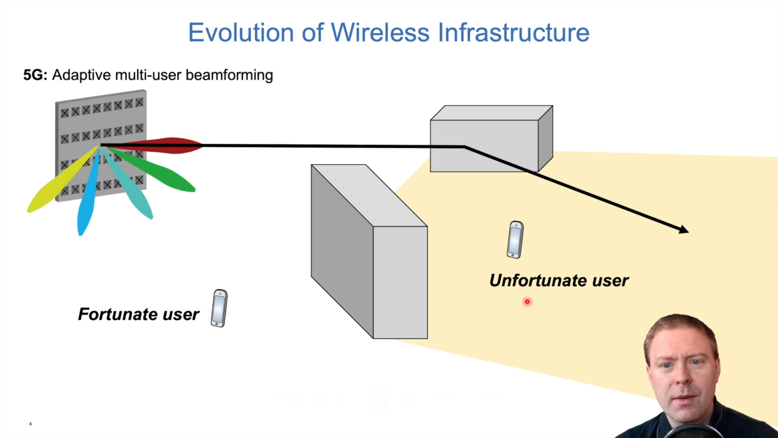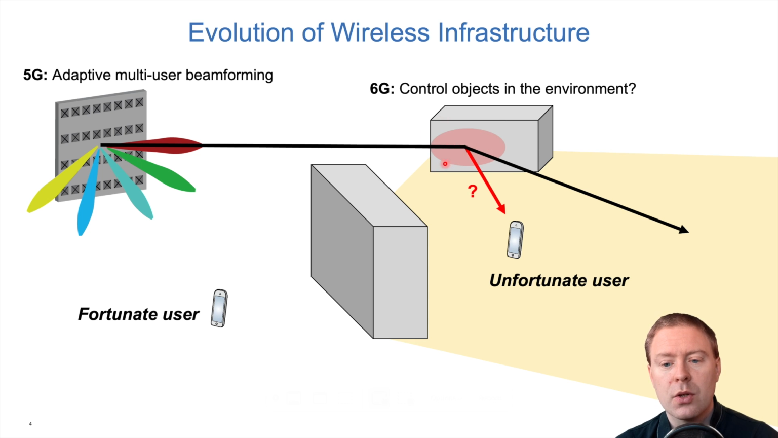What could we then do in the future to improve the situation even more? Well, one option would be that we could do something with this reflection here. What if we can control objects in the propagation environment to help them carry the signal towards the desired location of the users? In this case here, could we rotate the building? Probably not. But maybe we can put up some objects on the building facades that is controlling how they're reflecting the signals.